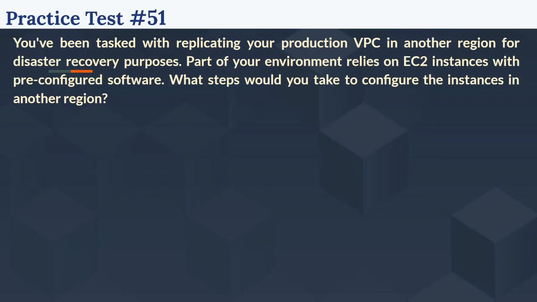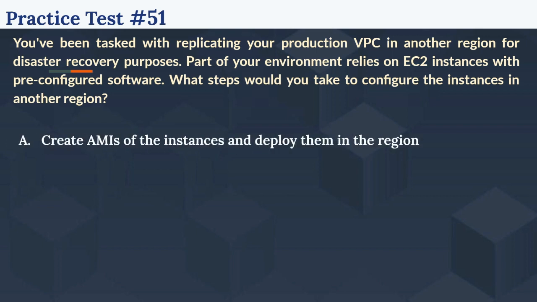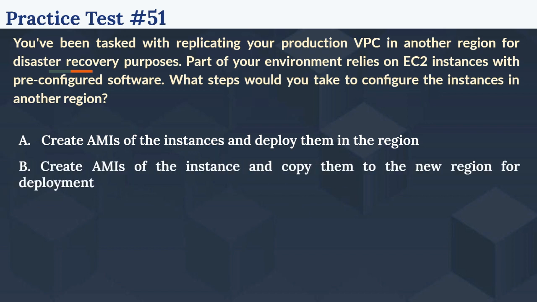You've been tasked with replicating your production VPC in another region for disaster recovery purposes. Part of your environment relies on EC2 instances with pre-configured software. What steps would you take to configure the instances in another region? So the options are: Option A, create AMIs of the instances and deploy them in the region. Option B, create AMIs of the instance and copy them to the new region for deployment.